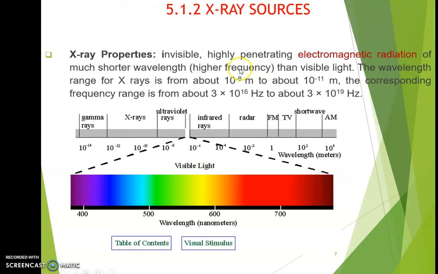So 5.1.2 X-ray sources. X-ray properties: invisible, highly penetrating electromagnetic radiation of much shorter wavelength, which means higher frequency, than visible light. The wavelength range for X-ray is from about 10 to the power negative 8 meter to about 10 to the power negative 11 meter. The corresponding frequency range is from about 3 times 10 to the power 16 Hz to about 3 times 10 to the power 19 Hz.